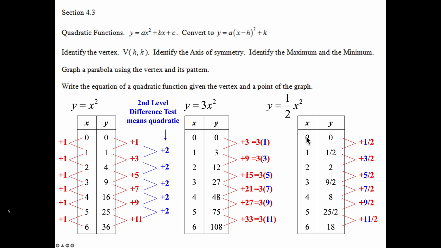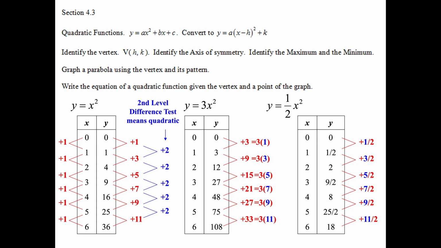0 through 6. Again, x is increased by 1. The points are 0, 1 half, 2, 9 halves, 8, 25 halves, 18. But notice how they increase. By 1 half, by 3 halves, by 5 halves, 7 halves, 9 halves, 11 halves. My 1, 3, 5, 7, 9 have all been multiplied by 1 half. So this is how we can use this pattern to plot points really, really fast.